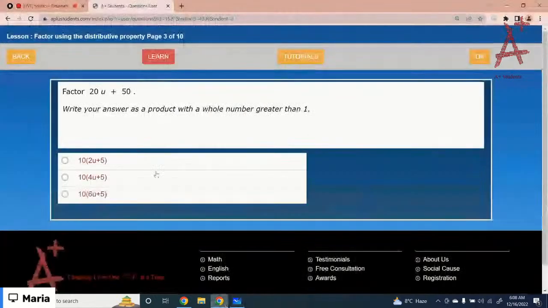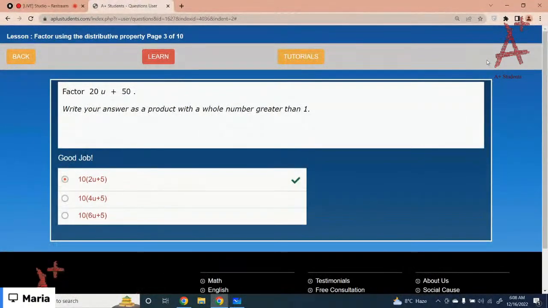So just select the correct option. That is the first one. Select the correct option, then click on the OK button. Very good.